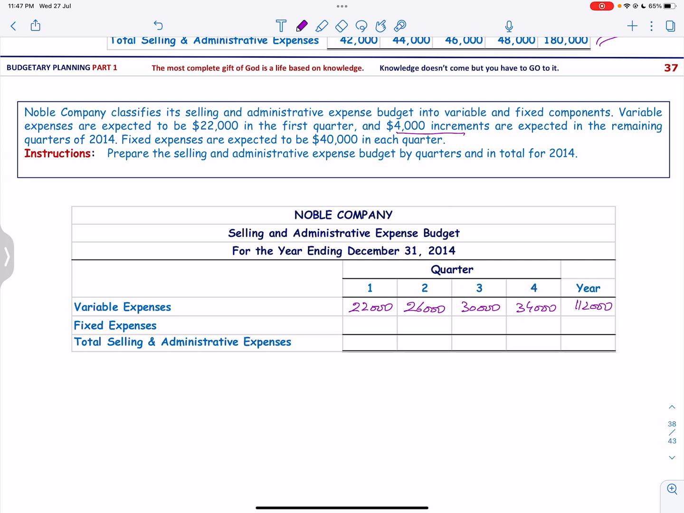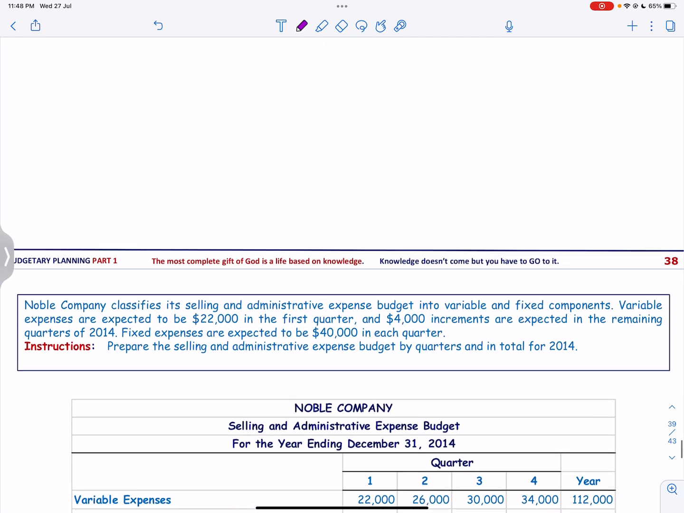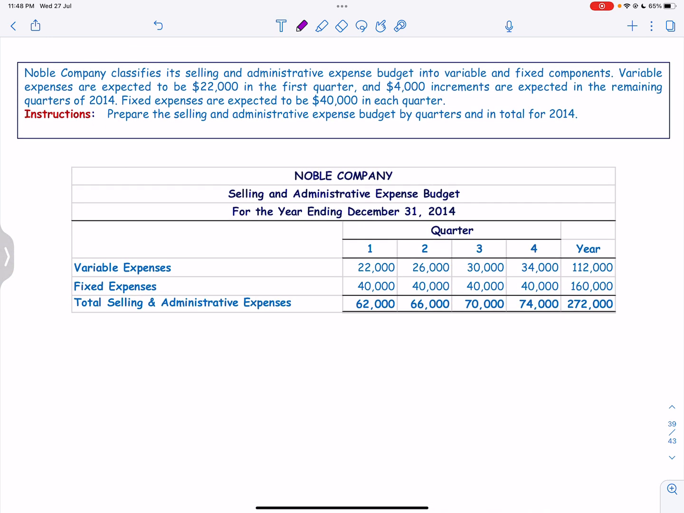The fixed expenses are expected to be 40,000, so fixed expenses remain the same, each quarter they are not increasing, and the total will be 160,000. And when you total this, it will be 62, 66, 70, 74, and 272,000. I have put this again in an Excel sheet, if you find it difficult to read my handwriting.